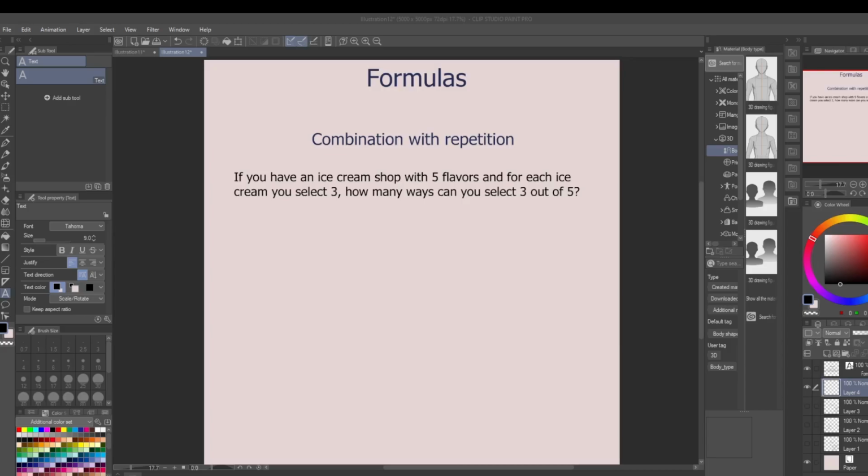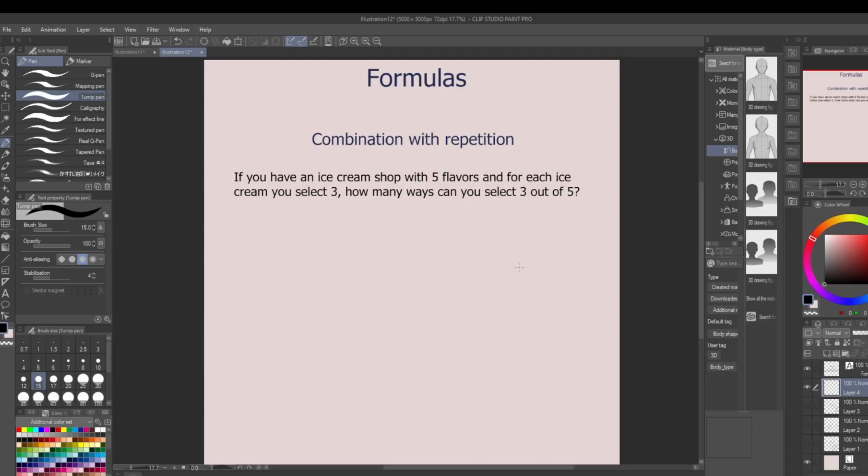Okay, so here we have an example for combination with repetition now that we're done the formula. So let's say you have an ice cream shop with 5 flavors, and for each ice cream you select 3. How many ways can you select 3 out of 5 flavors? So if we have 5 flavors, then n is 5, and if we have to select 3, r is 3.